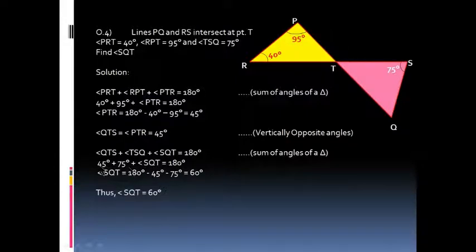So bring 45 and 75 to the right hand side. So they become negative. So angle SQT is equal to 180 degrees minus 45 degrees minus 75 degrees, which comes to 60 degrees. Thus we have found the value of SQT, which is equal to 60 degrees.